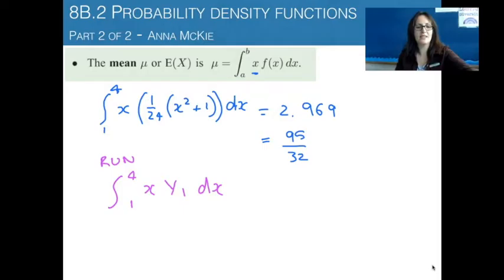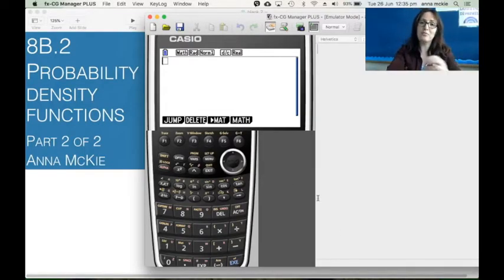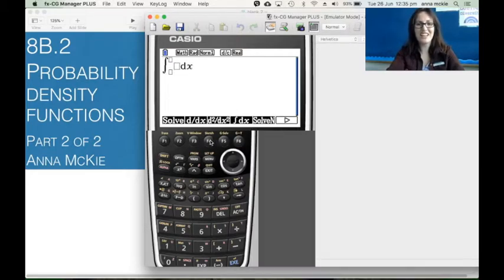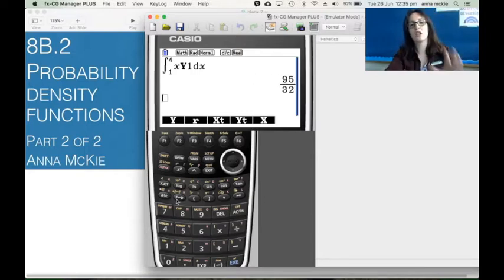Let's check that in our calculators. Now this one we can't actually do in graph because it's got that extra factor of x, but we can do it here in run. So we're going to F4 calculate, finding the integral sign, here it was, F4. Now I'm going to type in that x. Because it's already in Y1, let's use that. We're going to Vars, which is variables. You're putting in Y and typing 1, and then you're putting in your endpoints, lower and upper bounds, 1 to 4. And our answer, as I said, was 95 on 32, or 2.969. Please leave it exact as long as possible because it will keep further answers more accurate.